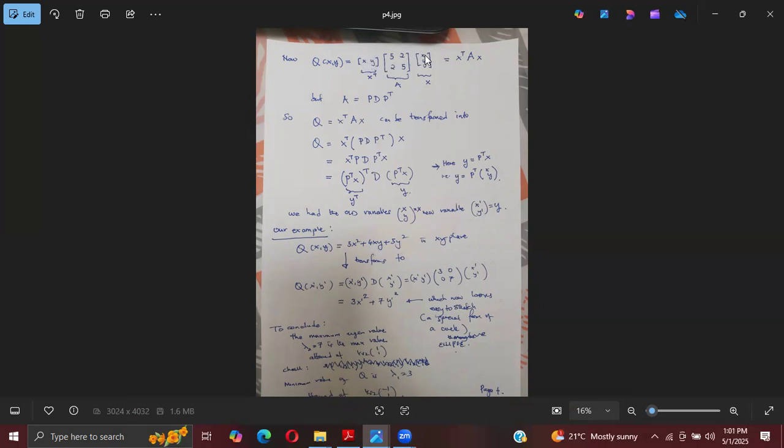I write it as xy. This is my x, the variable. Then the transpose of this is xy. And then the middle part, the matrix, is 5, 2, 2, 5. Up to that point, if I give you anything like this, you can rewrite it in this form.